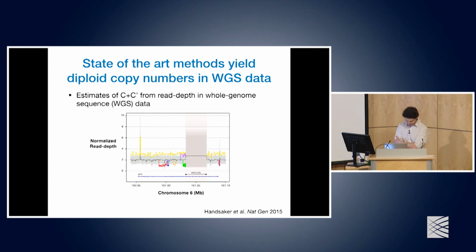So here's a figure depicting the authors' method. The plot shows a normalized read depth and how it varies with genomic position near LPA. The normalized read depth increases in the KIV2 region and is variable between individuals. And the specific depth can be used to give an estimate of what C plus C primed is. These methods were shown to be both accurate and precise, at least at LPA, in qPCR benchmarks. I should mention that Bob Handsaker is a key collaborator on our project and supplied us with all the diploid copy number estimates used in the analyses I'm going to tell you about.